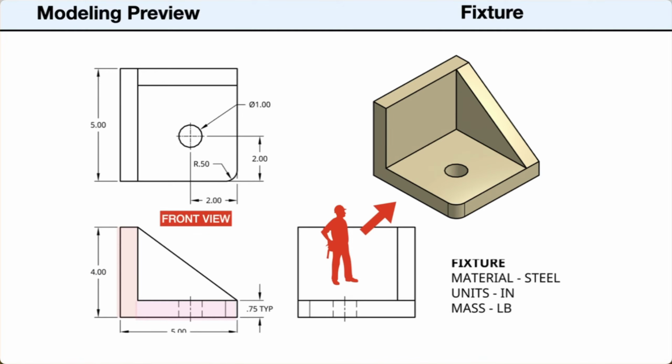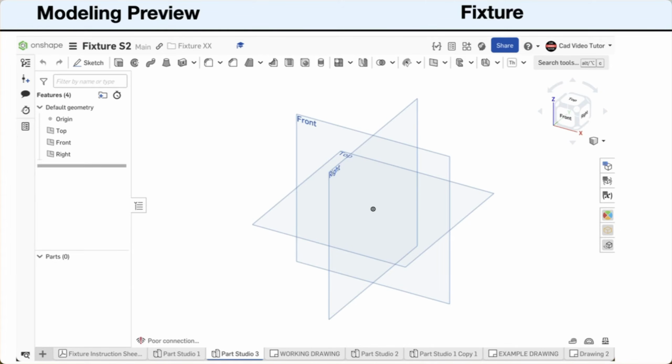We also need to note the isometric orientation of this profile so we can choose the corresponding sketch plane in the Part Studio. This will determine the orientation of the part in the isometric view.